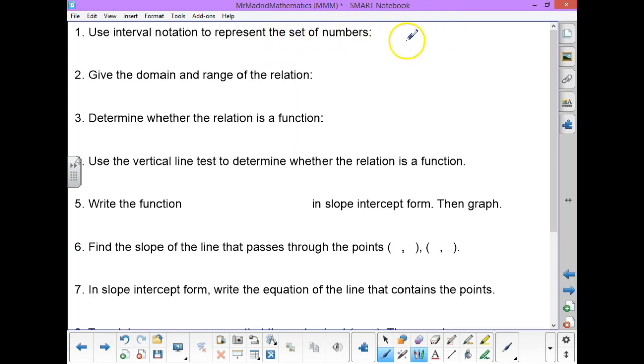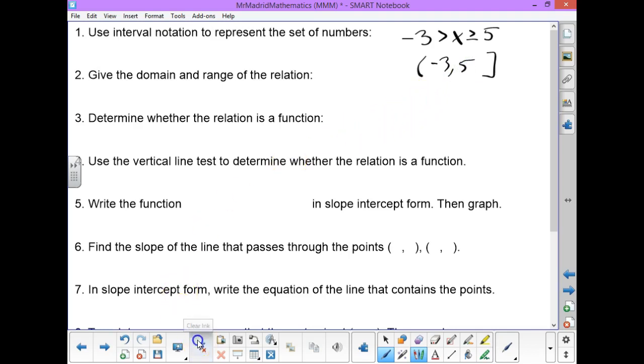The first one: use interval notation to represent the set of numbers. For those, remember, let's come up with an example. Let's say x is greater than -3 but less than or equal to 5. Don't forget the connection: no equal is a parenthesis, equal is a bracket, and you can easily just plug these in there.